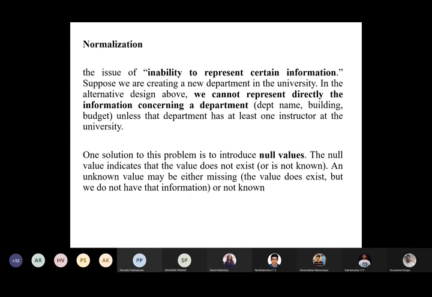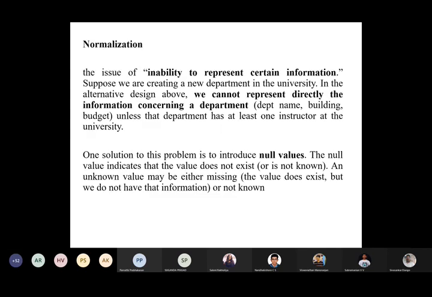So you're going to create a new department with department name, building name, and budget, and you are going to have null values for the faculty. So the null value indicates that the attribute value does not exist or it is unknown, right? So an unknown value may be either missing or not known, right?